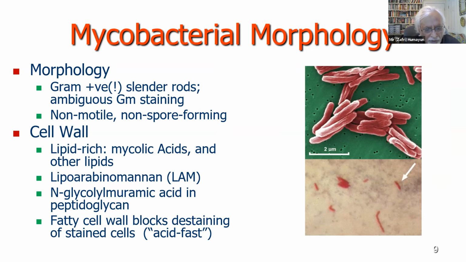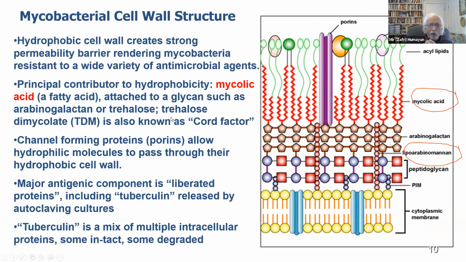The fatty nature of the cell wall creates particular conditions that have been exploited in identifying the presence of this organism in a biological sample. And this staining feature is called acid-fast staining. We're going to learn about that in another slide that's upcoming. But first, more information on the cell wall structure with a more detailed drawing on the right-hand side that tells you what the cell wall of a Mycobacterium tuberculosis bacterium is.